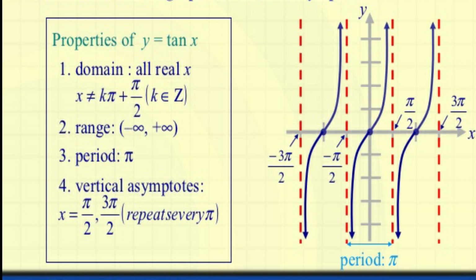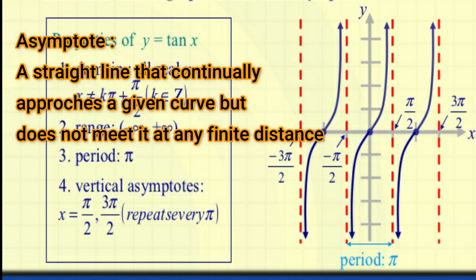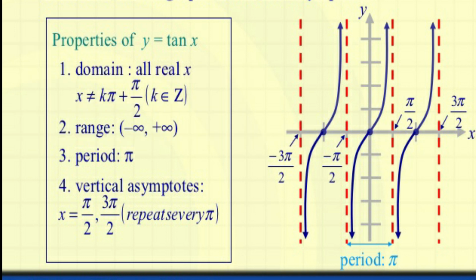Now see the fourth property about asymptotes. Asymptote is a straight line that continually approaches a given curve but does not meet it at any finite distance. Here we are observing the vertical asymptotes. These vertical asymptotes are nothing but the lines which do not touch the tangent function. Here x equal to pi by 2, x equal to 3 pi by 2, x equal to 5 pi by 2, x equal to minus pi by 2, x equal to minus 3 pi by 2. These are the lines which do not touch or intersect the graph of tangent function. So these lines are called the asymptotes of the function.